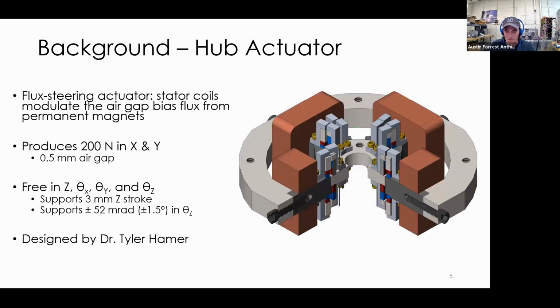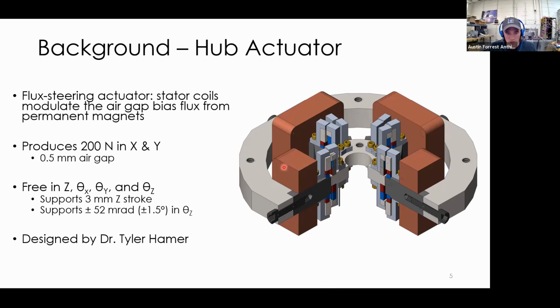This is a CAD model of the prototype actuator that was designed by a previous student in our lab, Tyler Hamer. Because the wafer is translating horizontally, the primary forces that you need are in the horizontal plane, X and Y. So that's what this actuator is designed to produce. And the thought is you can integrate it with more traditional actuators for controlling the other 4 degrees of freedom.